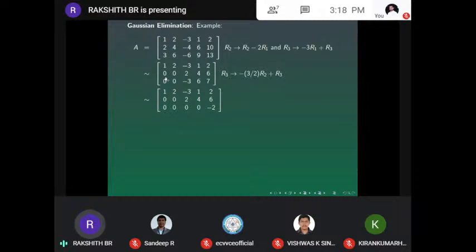Therefore this is how you get the echelon form of a given matrix. Here the entries are not correct, I hope this has to be somewhat other. But anyhow, this is the procedure by which we find the echelon form of a given matrix.